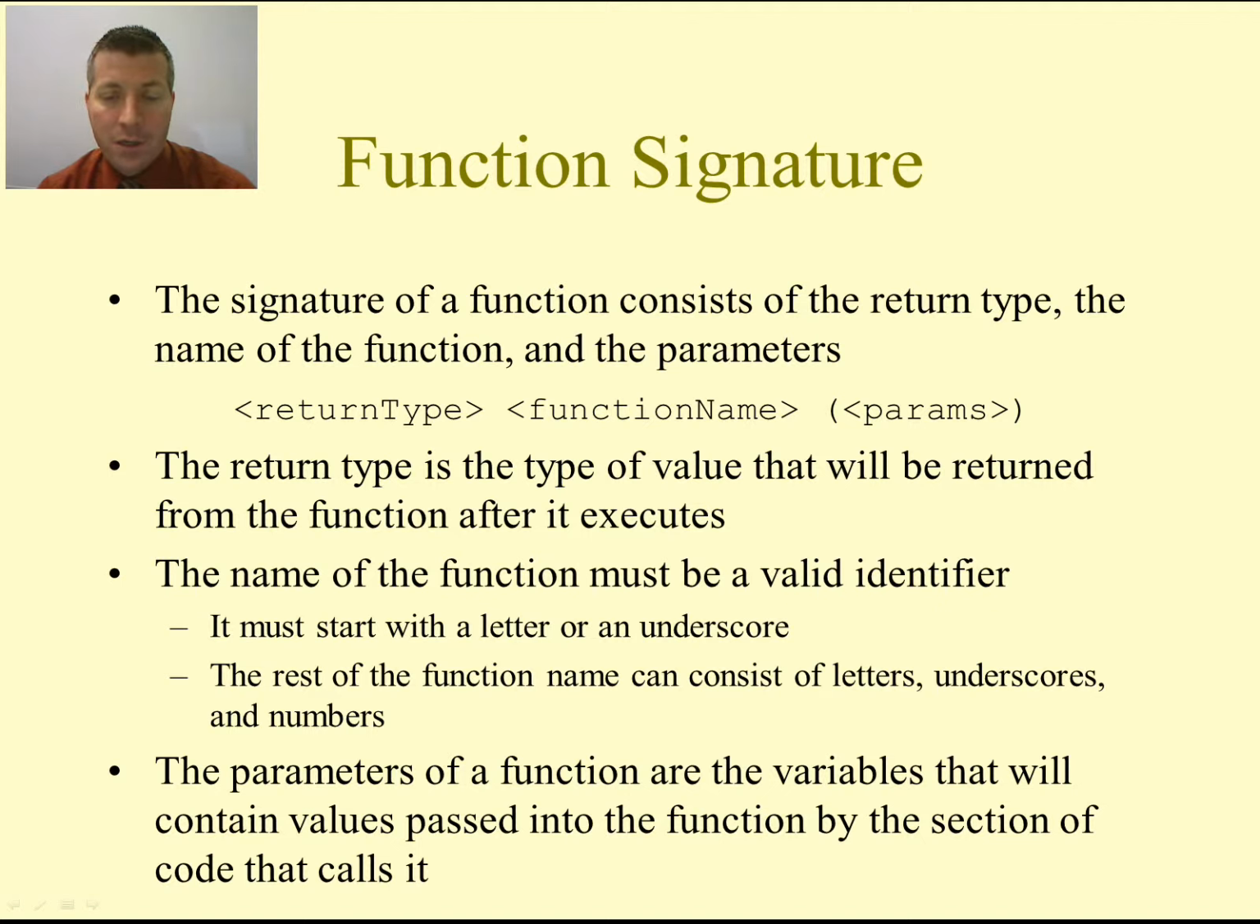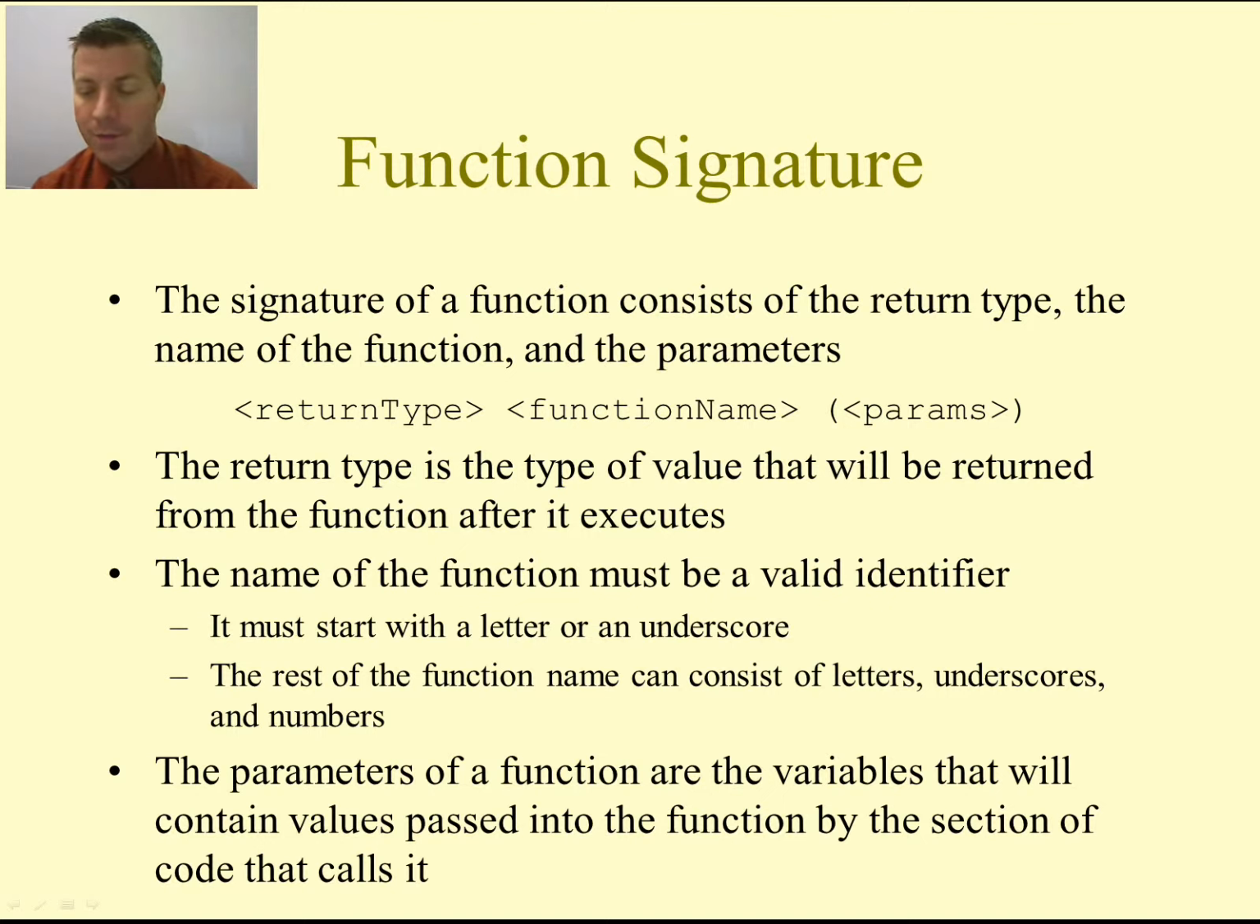The name of the function must be a valid identifier. We have the same rules for a function name as we have for the name of a variable, and that means that it has to start with a letter or an underscore, and then the rest of the name has to consist of letters, underscores, or numbers. By convention, we start a function with a lowercase letter. This is a convention that we have. It doesn't have to be the case. However, almost all the functions that you will see will probably start with lowercase letters.